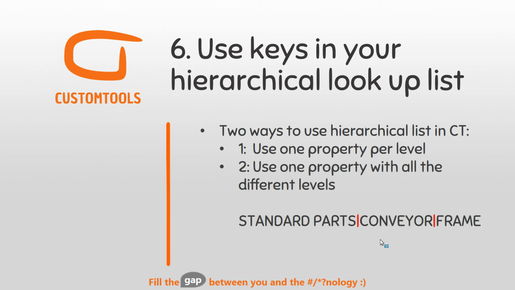This is more user-friendly, but the value returned to the document property is not so useful, as you can see here with those red vertical lines. Values from the different levels are just returned to one single property. One solution is to use key values in your hierarchical lookup list. That way, you only use one property to navigate between the different levels, and then those properties associated with those keys are automatically filled.